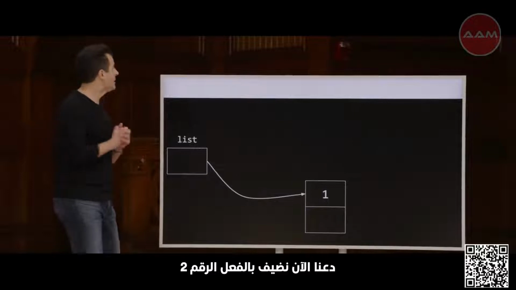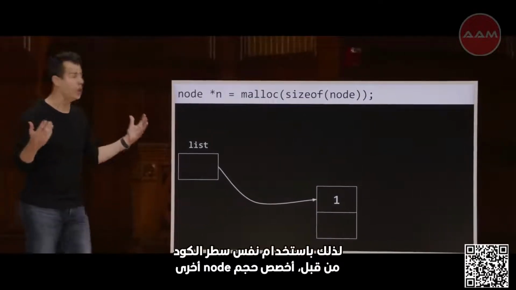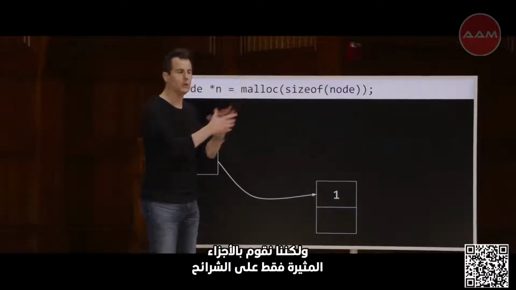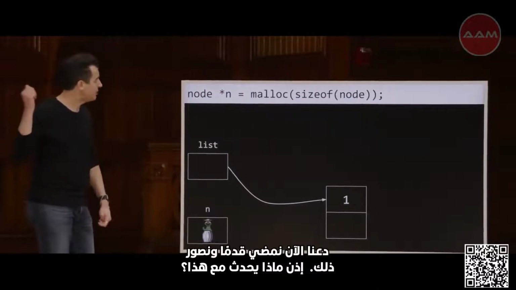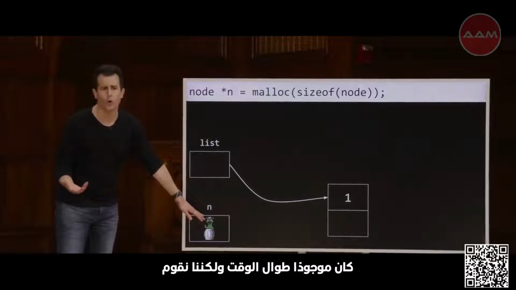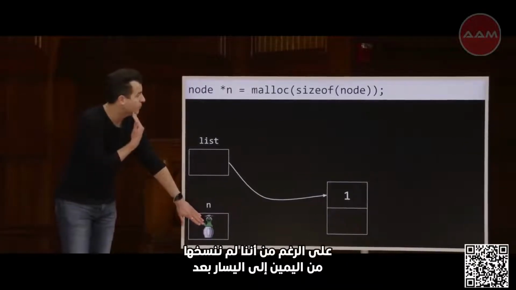Let's now add the number 2. So with the same line of code as before, I'm going to allocate another node, size of node. Ideally, I would be checking for null here, but we're doing the juicy parts only on the slides. Let's now go ahead and depict that. So what happens with this? This brings back our n pointer, which might have been there the whole time, but we're doing this step by step. It's a garbage value, though, because we haven't yet copied from right to left.